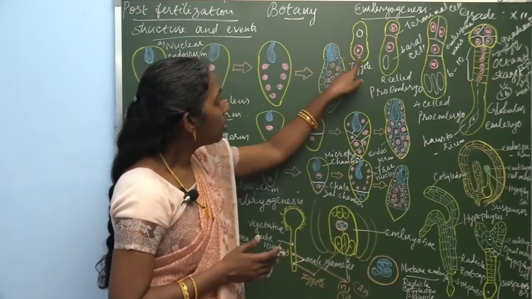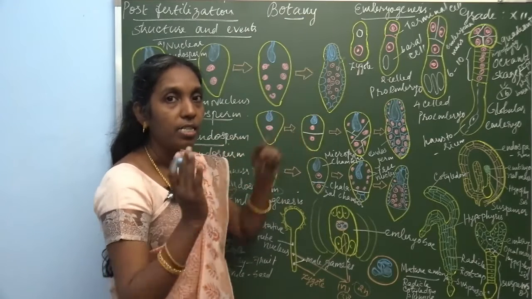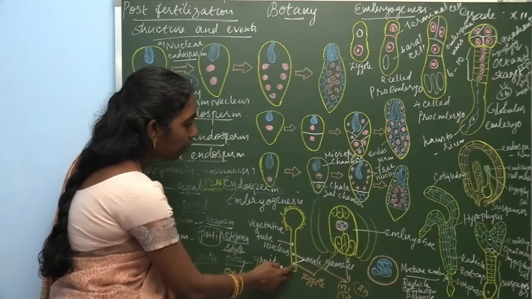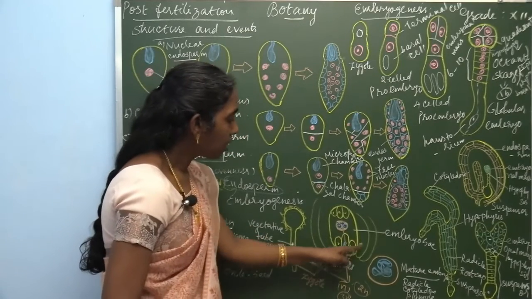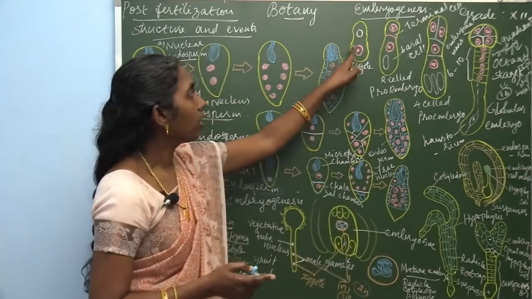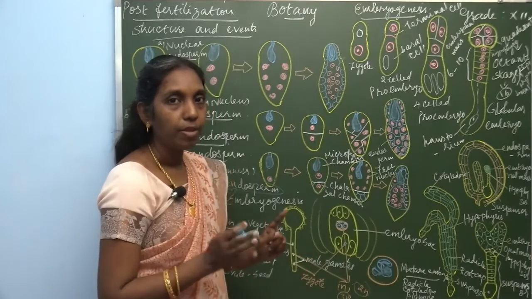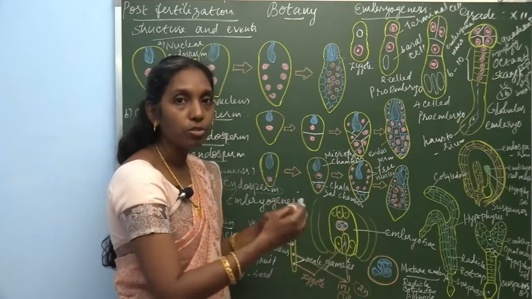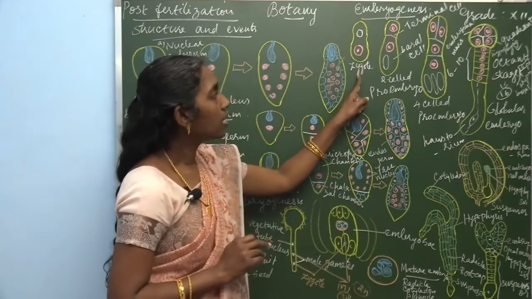This zygote contains a nucleus. It is formed as a result of syngamy, that means fusion of the male gamete with the egg cell. Among the synergids, the male gamete fuses with the egg and forms the zygote. This process is known as syngamy, the fusion of the male gamete with the egg. So this is the result of syngamy, the zygote.